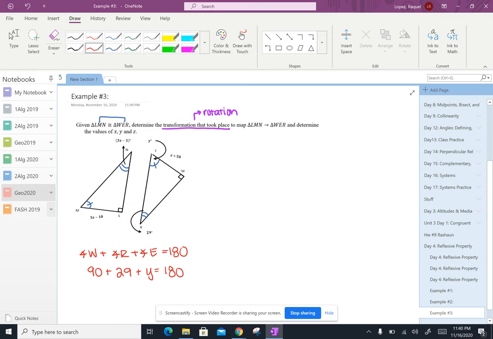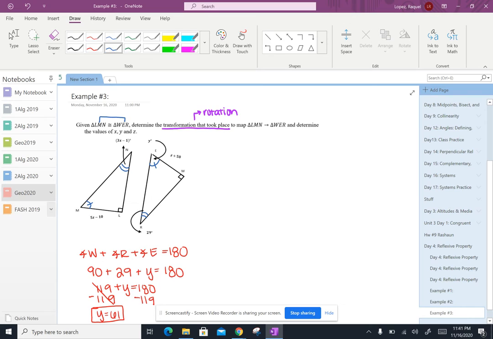Okay, so then from there, I want to combine the 90 and the 29, and that's going to give me 119 plus y equals 180. So to solve for y, I'm subtracting 119 from both sides, and I end up with y equals 61. Okay, so I've solved for y. It does not matter if you solve for y or x or z first. That doesn't matter.